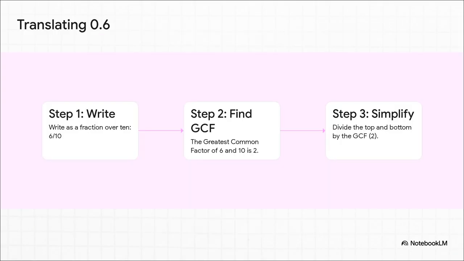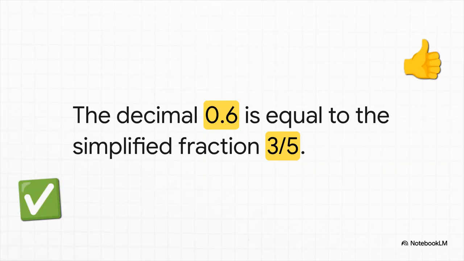Let's give it a shot with 0.6. Okay, so there's one digit after the decimal, right? The 6. That means we write it as 6 over 10. But hold on, we're not done yet. We have to simplify. So what's the biggest number that goes into both 6 and 10? It's 2. So we divide the top by 2 and the bottom by 2. And we land on our final, fully translated and perfectly simplified answer, 3/5. So yeah, 0.6 is the same as 6/10, but the best and simplest way to write it is 3/5.